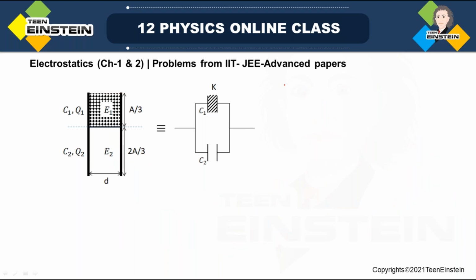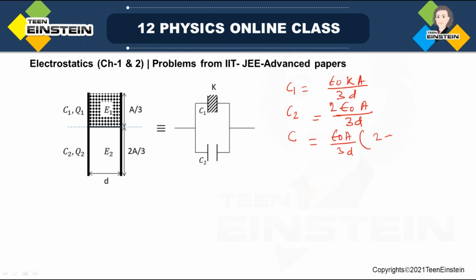So what we have got, I'll write once again, clearing everything. C1 we have got epsilon 0 KA by 3D. C2 we have got epsilon 0 A by, here 2 will be there, 3D down. And then C we have got epsilon 0 A by 3D whole into 2 plus K, right?